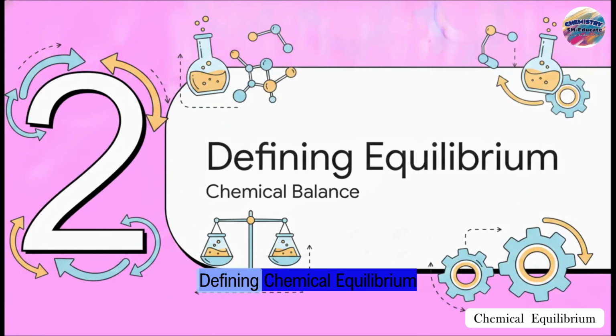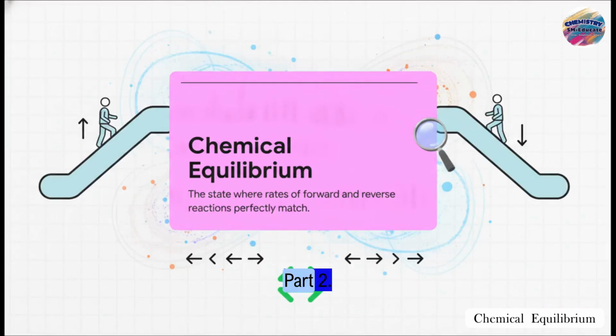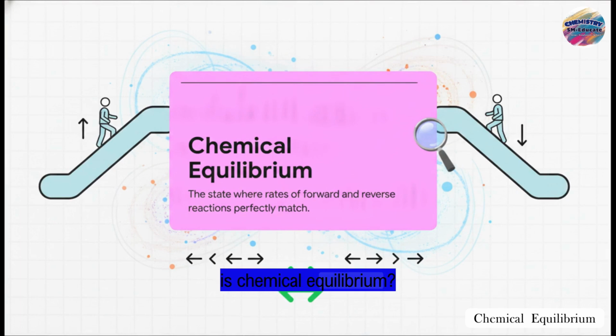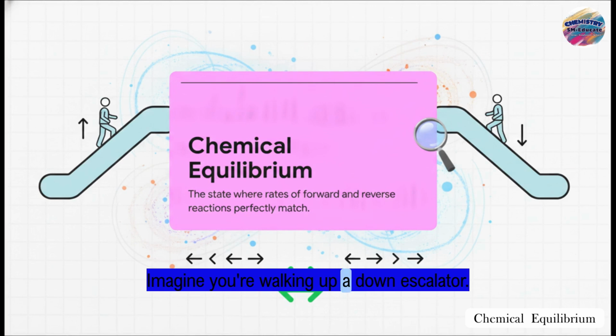Section 2. Defining chemical equilibrium. That brings us to Question 2, Part 2. What actually is chemical equilibrium? Well, it's this highly specific state where the rate of the forward reaction and the rate of the reverse reaction perfectly match. Imagine you're walking up a down escalator.